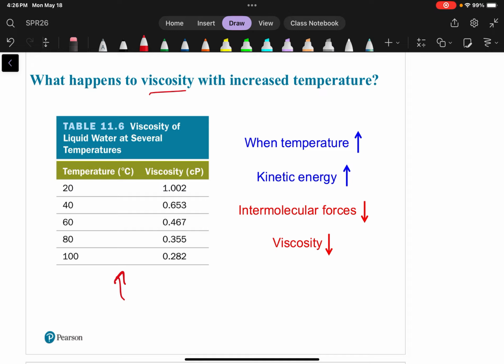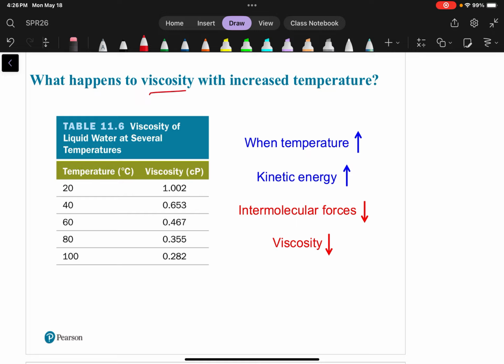So this table says that it's the viscosity of liquid water at several temperatures. Over on the left, we've got temperatures ranging from 20 degrees Celsius to 100 degrees Celsius. And then we've got our viscosities on the right. And you can see as the temperature is increasing, the viscosity is decreasing. And that's something that we might be somewhat familiar with.